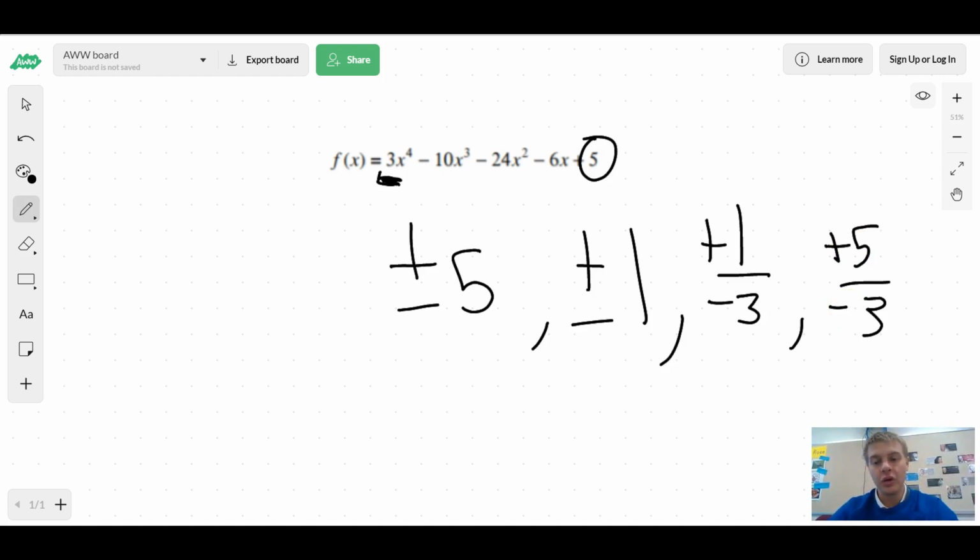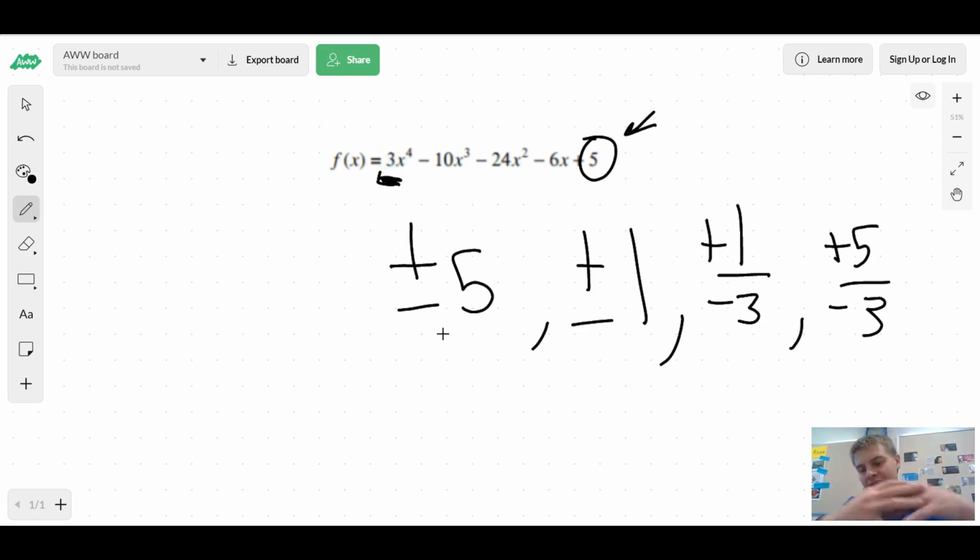If there's no number in front, you don't have to worry about that because 5 divided by 1 is just 5 again, and 1 divided by 1 is just 1 again. But if there is a number in front, we do need to divide the front number into both of these. So you find all the things that will divide it, and then you put all of them over 3. The general form is that it's a possible root if it divides the last number and is divided by the first number.